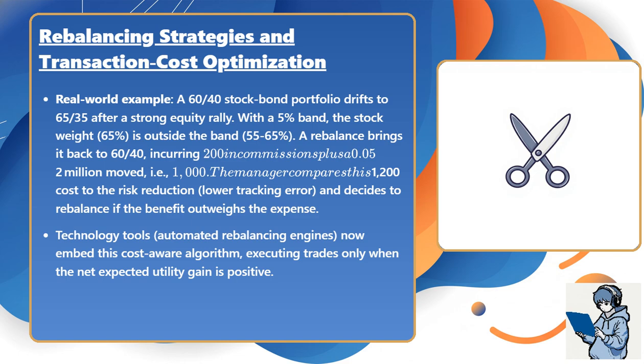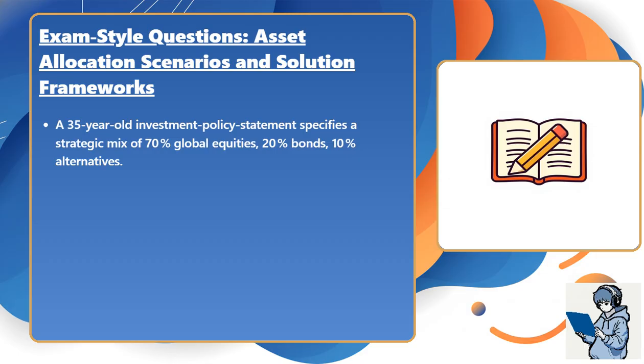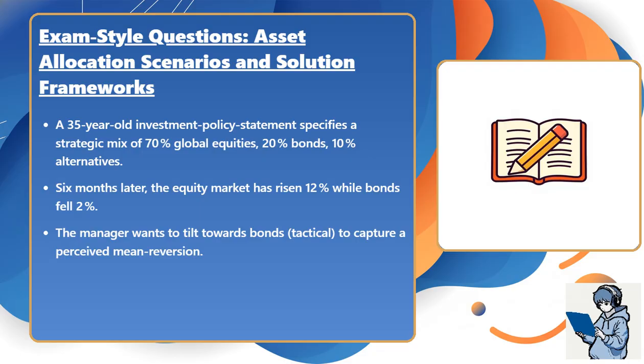utility gain is positive. A 35-year-old investor's investment policy statement specifies a strategic mix of 70% global equities, 20% bonds, 10% alternatives. 6 months later, the equity market has risen 12%, while bonds fell 2%. The manager wants to tilt towards bonds, tactical, to capture a perceived mean reversion.